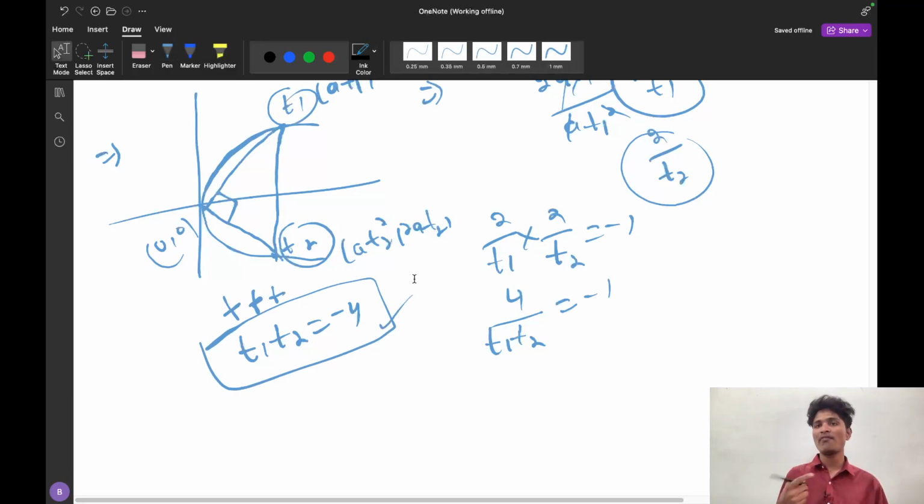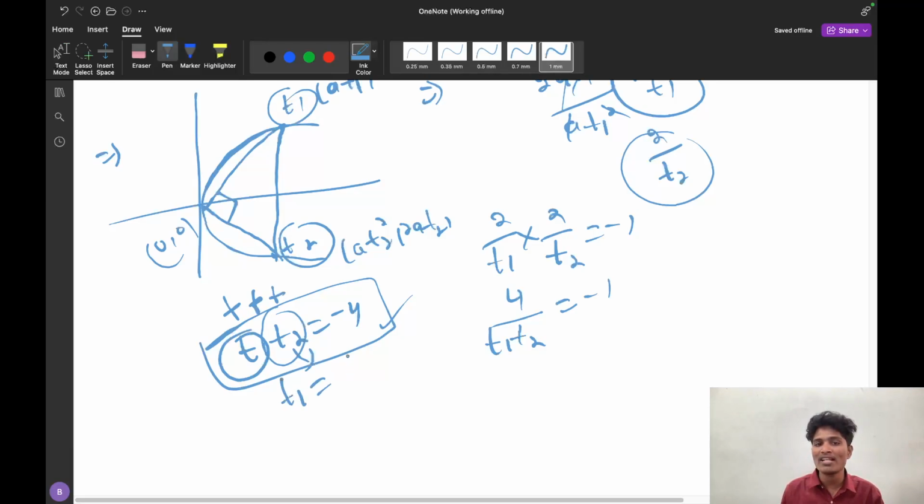If the question demands that two parameters on the parabola make a right angle at the vertex, then find the points. They will give one relation, and you have to find the points using the parameters t1, t2. Suppose they give the t2 coordinates; in order to find the t1 coordinates, what do you have to do?